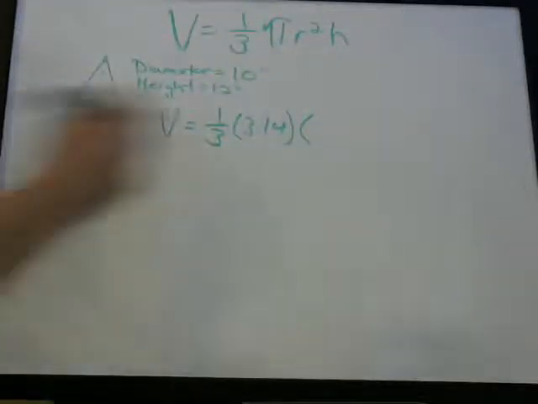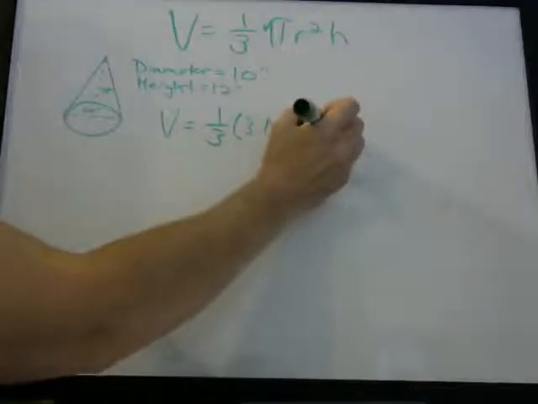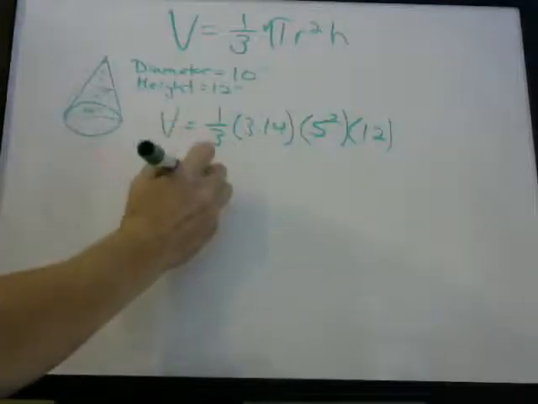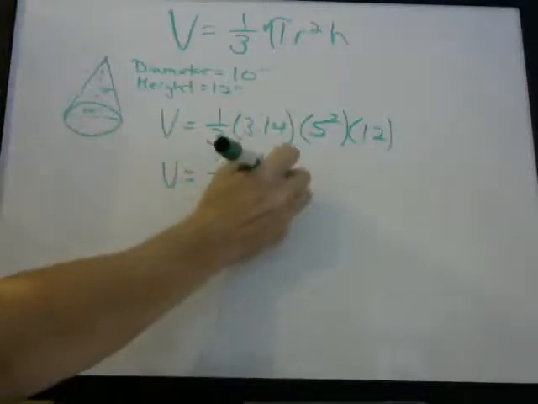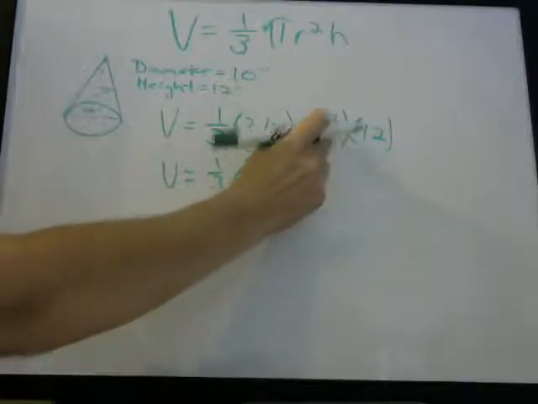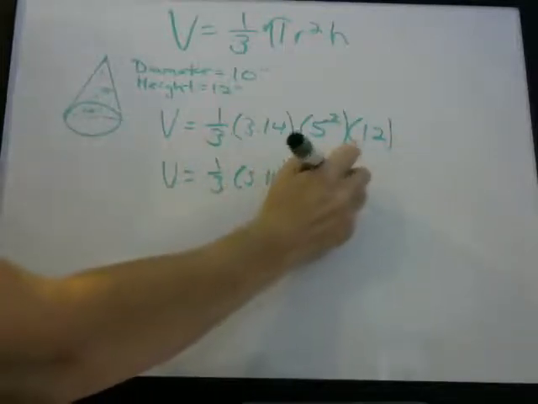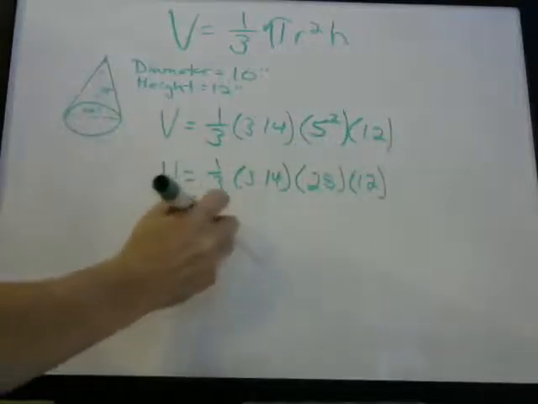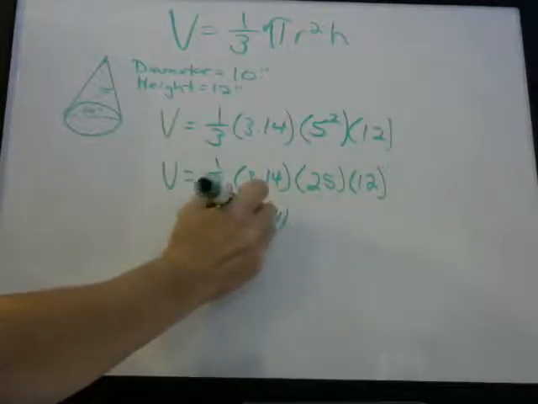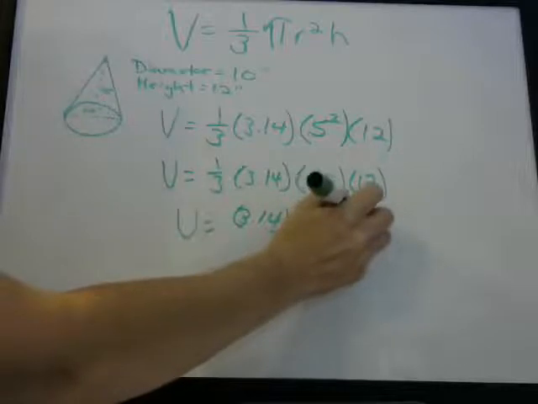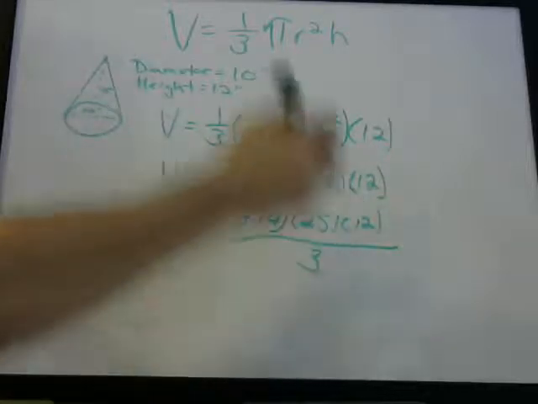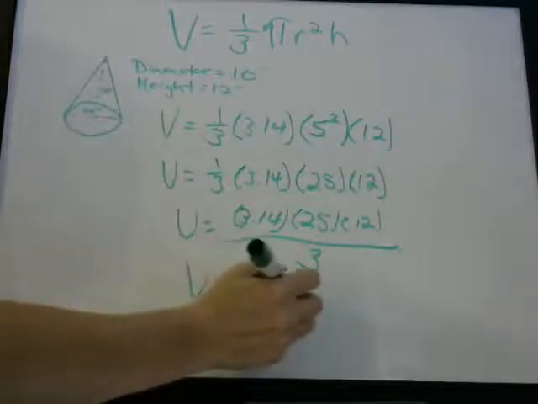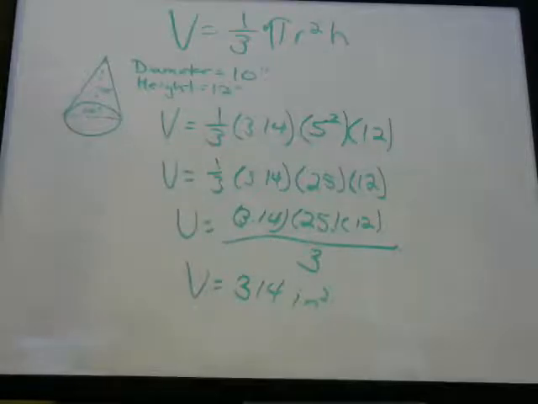Again, if you don't know that, you need to watch the video on circles, radius, and diameter. So it's 5 squared times the height. 1/3. Remember, we have to do 5 squared first, which is 5 times 5 is 25, not 5 times 2, times 12. You can plug this into your calculator. And you're going to get 314 inches cubed.